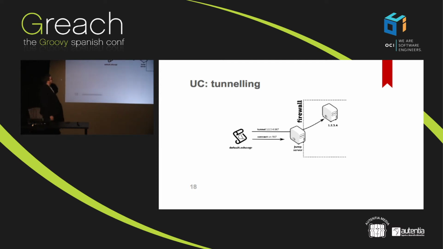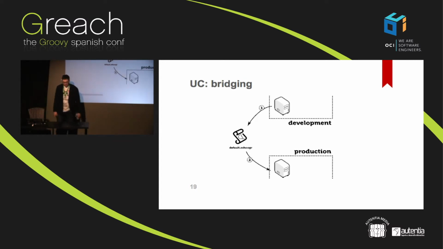Of course, tunneling, as I already mentioned. So if you have a machine you want to access that is located behind a firewall, which usually happens with a jump server, you can connect to the jump server, make a tunnel to a specific server and open a specific port, and then you have connectivity inside your script to that port, which is very handy.